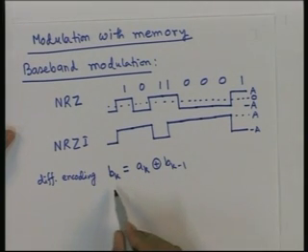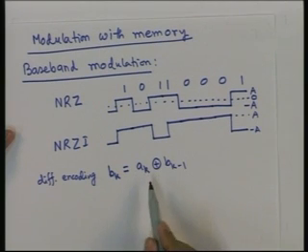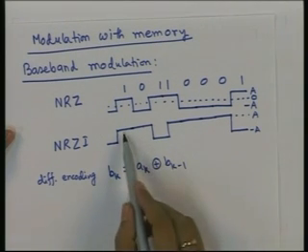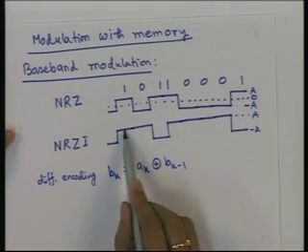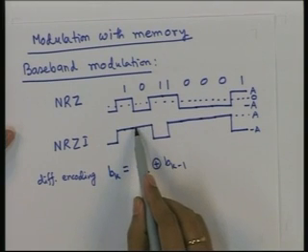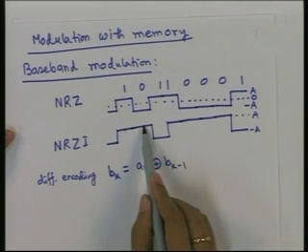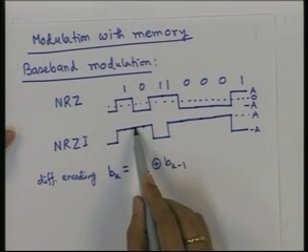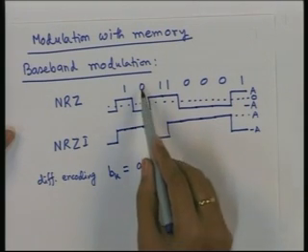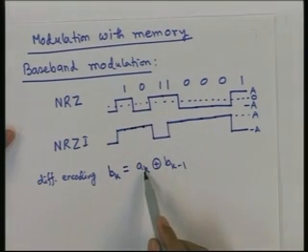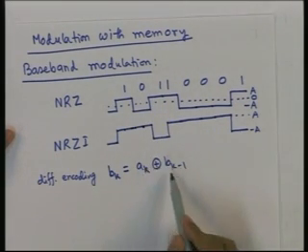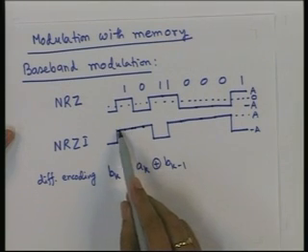So, here this is how it is. For example, take this: we have Bk minus 1, and we want to find out what we need to transmit here. The encoder will decide what is to be transmitted here. It needs to transmit 0. So Ak is 0, and Bk minus 1, what was transmitted before, is 1.